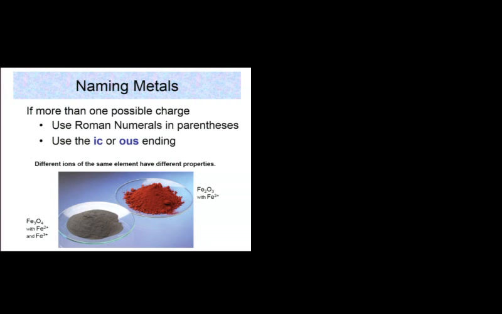Notice that cuprous is a plus 1, but ferrous is a plus 2. So not all the us's are plus 1s. Not all the us's are plus 2s. Same thing. Cupric is a plus 2, yet ferric is a plus 3. Some ic endings are plus 4. The only thing we can say is that if you have two charges, the higher one is the ic and the lower one is the us.